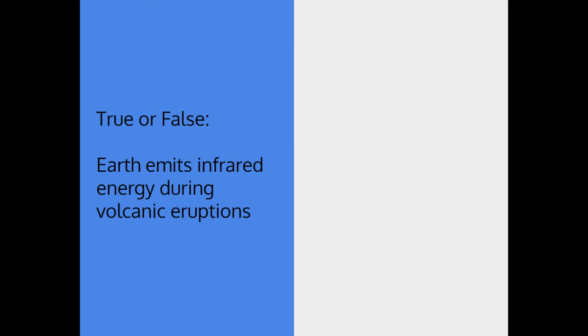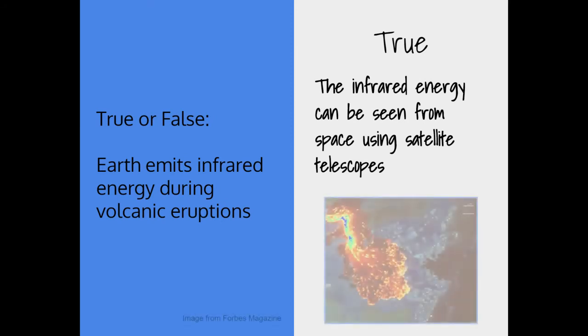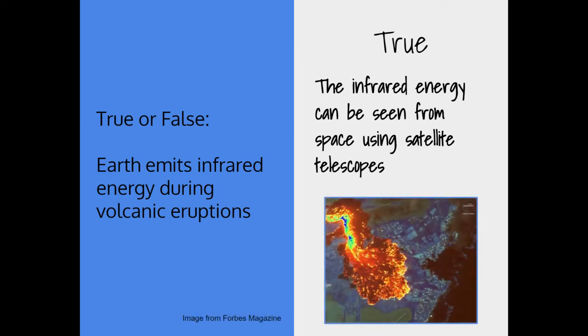So, true or false? Earth emits infrared energy during volcanic eruptions. What do you think? So this is true. Earth will emit thermal energy as well as infrared energy, and that energy can be seen from space using satellite telescopes. The picture below is of the infrared radiation being released during the eruption of Kilauea in Hawaii back in 2018.